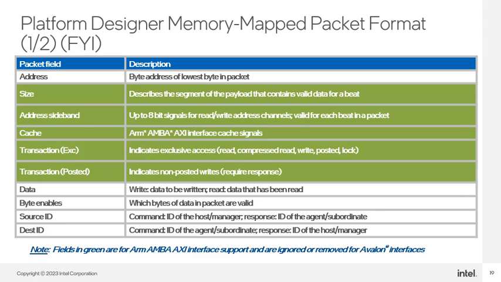Some packet fields to highlight include the address field, which stores the byte address of the lowest data byte in the packet, the transaction type field, which stores the type of transaction being performed, whether it's a read, write, or posted transaction, and the data field, which stores the data to be written in a write command packet or the data that was read in a read response packet. The source ID field holds the ID of the originator of the packet, while the destination ID holds the ID of the packet target.